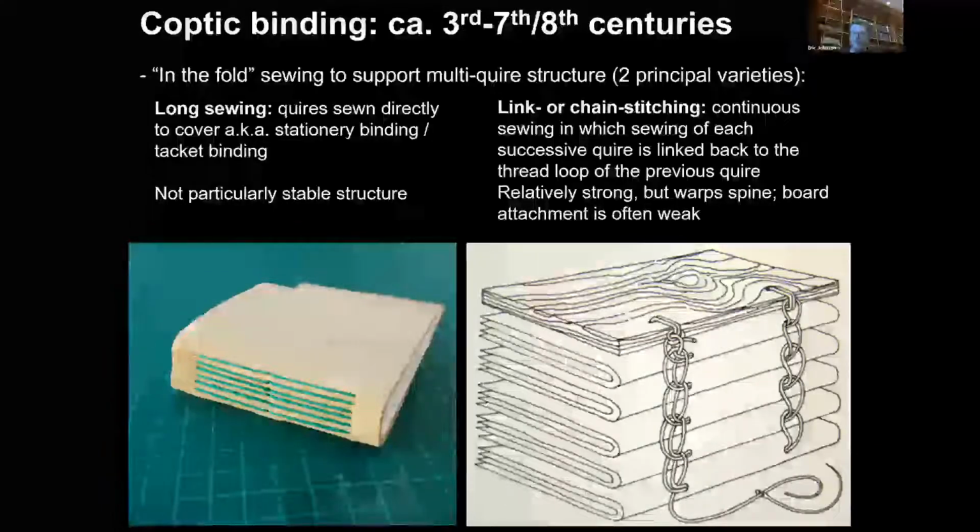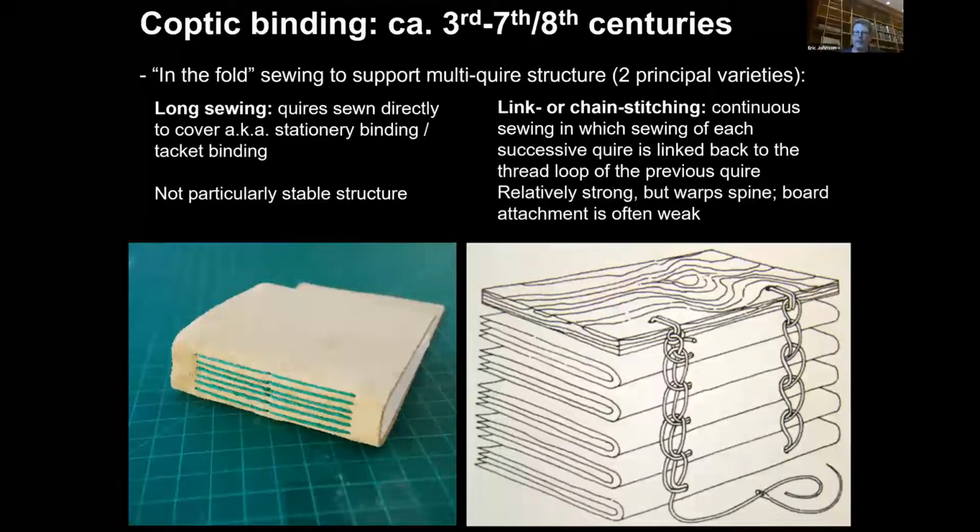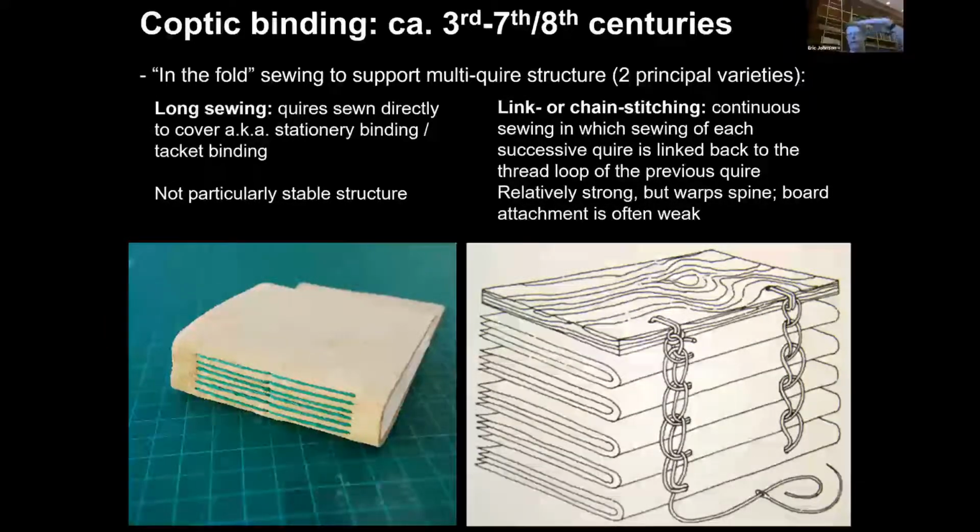So if you follow the string in the illustration on the bottom right, if you go to the very bottom right corner, find the end of the string and just follow it with your finger through the binding. I'd love to be able to be teaching in person with this because it's a lot easier to illustrate, but just follow on your screen with your finger that thread as it loops through and hits in a chain fashion each successive quire above it. So what this does is it creates a pretty strong binding structure, but over time, as you manipulate this, it winds up warping the spine.